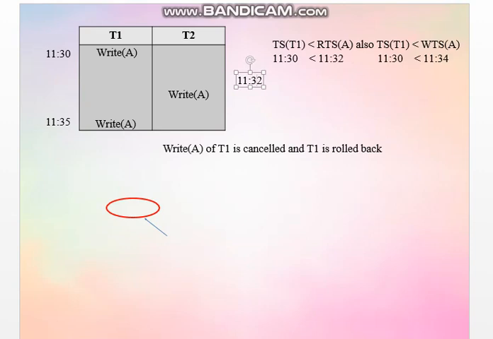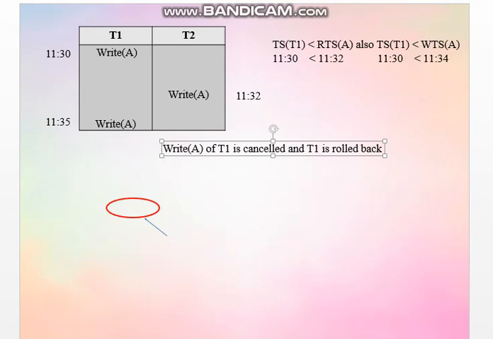And after some time the T1 transaction comes and it has a timestamp of 11:35. T1 wants to do a blind write. Let's suppose T1 wants to write 12, T2 wants to write 14. Because it is a blind write, whether T1 executes first or T2 executes first, it does not have any effect on the data item A, because anyway it is a blind write.